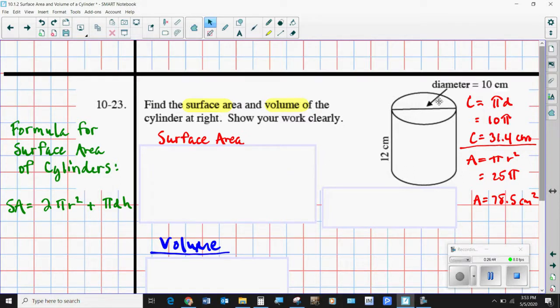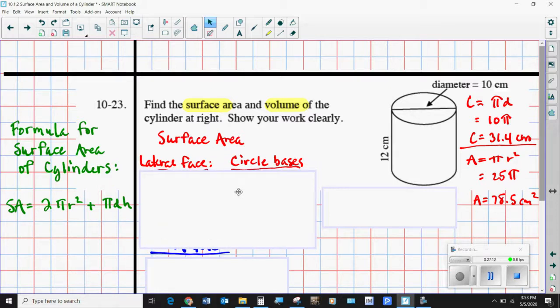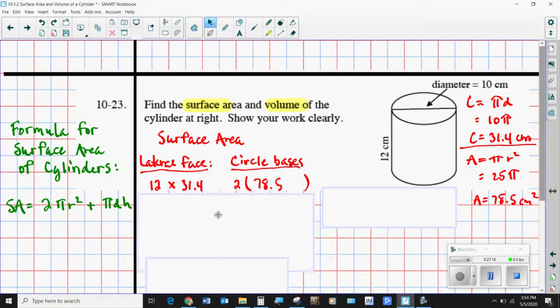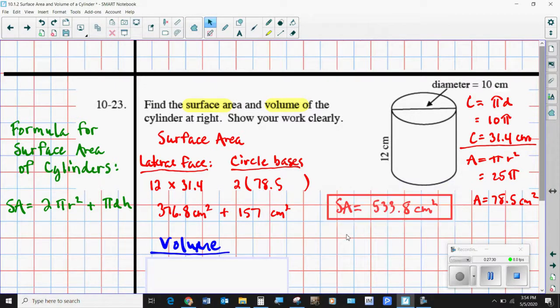So first of all, the circumference of this circle is 31.4 centimeters. Because we're going to take pi times diameter, and the diameter is 10, so pi times 10 is going to round off to 31.4. The area of the circle is pi times the radius squared. If the radius is 5, then the radius squared will be 25, and 25 times pi rounds off to 78.5. So when we're finding the areas out, you've got one lateral face and two circular bases. So we're going to take the lateral face, which is a rectangle 12 by 31.4, and then the two circular bases are each going to be 78.5. So you add those together for a total surface area for this cylinder of 533.8 centimeters squared.